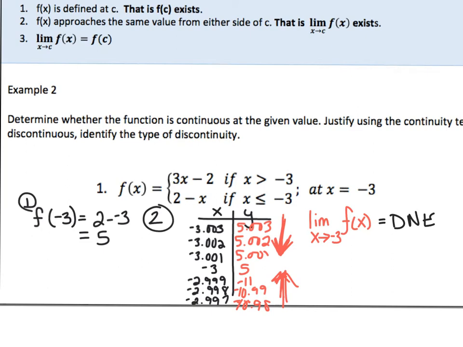So I already know that this is discontinuous. Now, what type of discontinuity do we have? Well, you should be able to tell by looking at this right here that it's jumping. It's got this jump between 5 and -11 in the y values. So jump discontinuity.